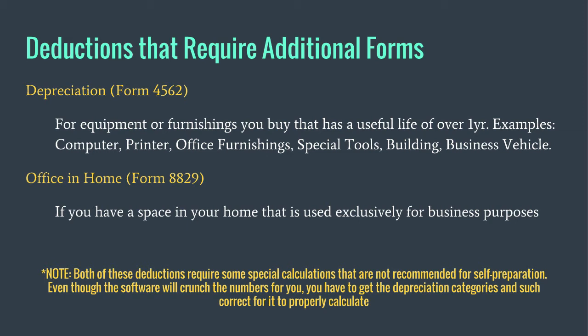The other one is going to be office and home, which is on Form 8829. So if you have a space in your home that you use exclusively for business purposes, that allows you to then take a deduction based on the square footage of that space. It does not have to be its own separate room. It doesn't have to be a spare bedroom. It doesn't have to be the garage. It can be an area in another room. There doesn't have to be walls that separate everything, but you have to be able to show that that space is used exclusively for business.